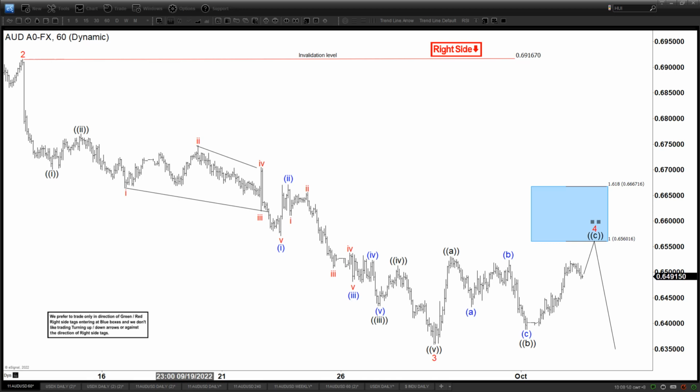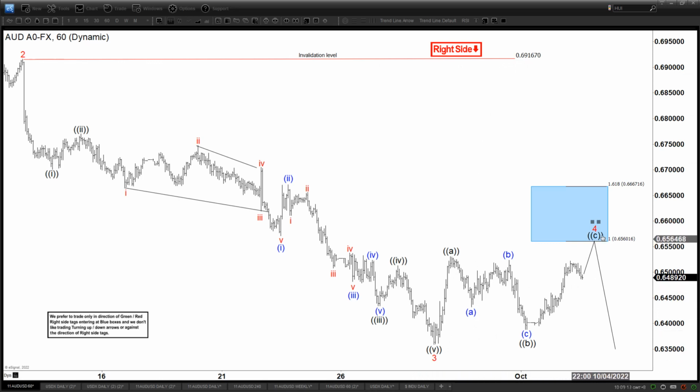So today we're going to be looking at the chart of the Australian dollar, US dollar. This is a 1 hour time frame. So we are looking for a 5 waves down. We finished with wave 2 at 69.16, and then wave 3 ended here, and now we're doing a wave 4 as a zigzag ABC.